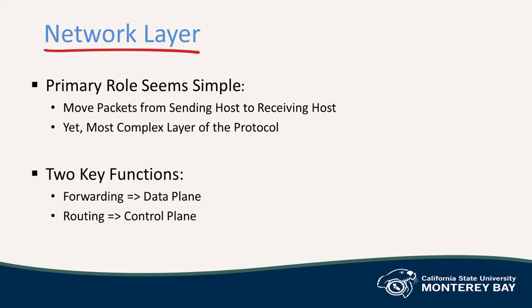During the next 2 weeks, we'll delve into the network layer. This is the network's core. The network layer's job appears simple. Just move packets from the sending host to the receiving host. But this layer is probably the most complex of the entire protocol stack. To do this work, the network layer can be decomposed into 2 key interacting functions, forwarding and routing.